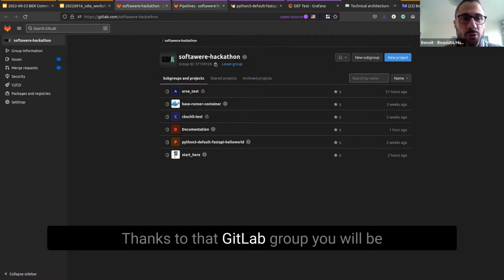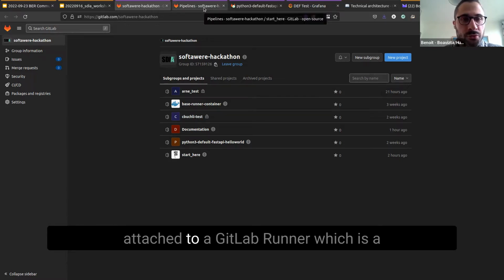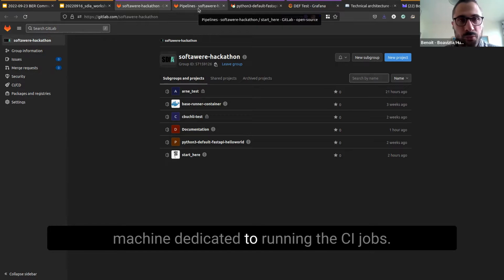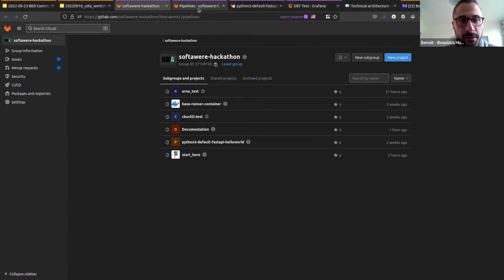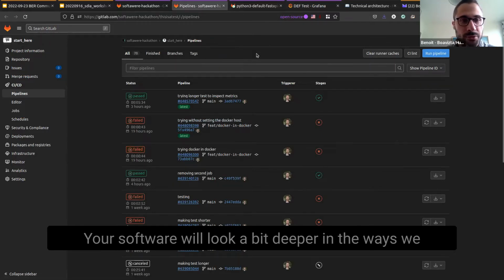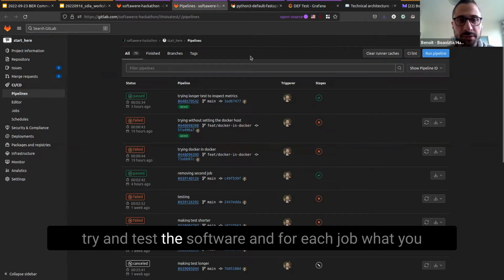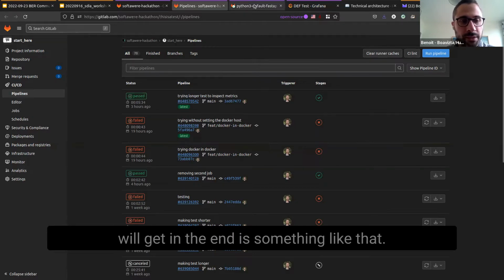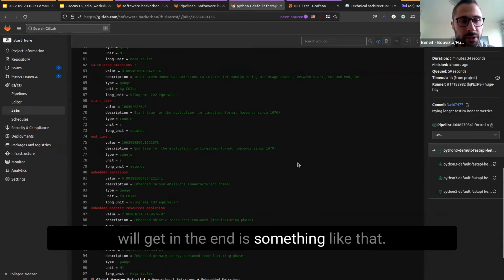Thanks to that GitLab group, you will be attached to a GitLab runner, which is a machine dedicated to running the CI jobs. So you will be able to run multiple CI jobs to try your software. We'll look a bit deeper into the ways we try and test the software. And for each job, what you will get in the end is something like that.